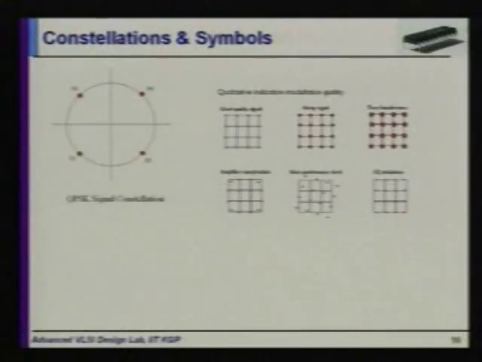So incidentally, this is called 64 QAM. This is 4 PSK, and this is something like 16 QAM. This is quadrature amplitude modulation.